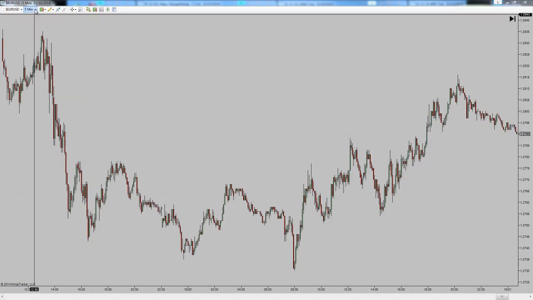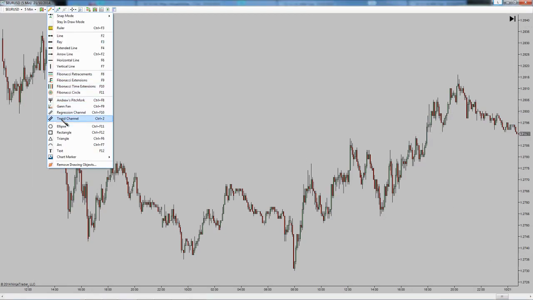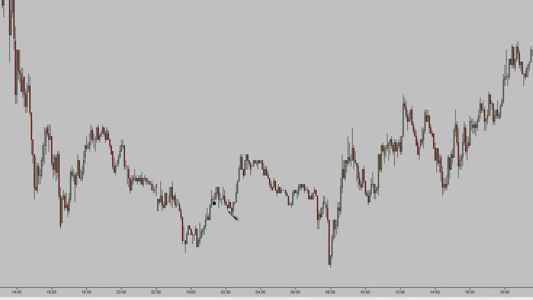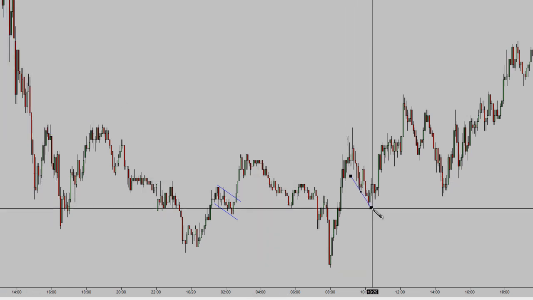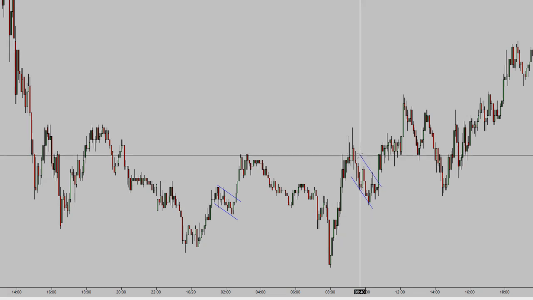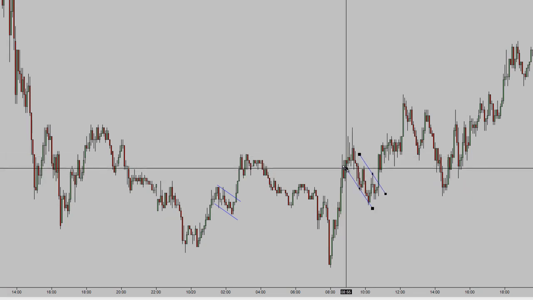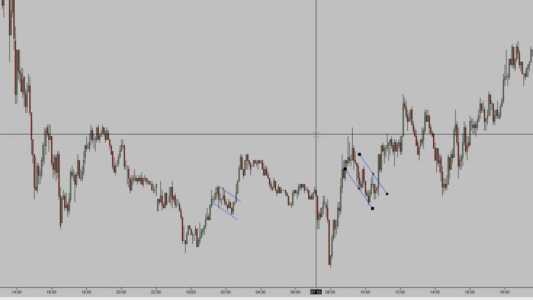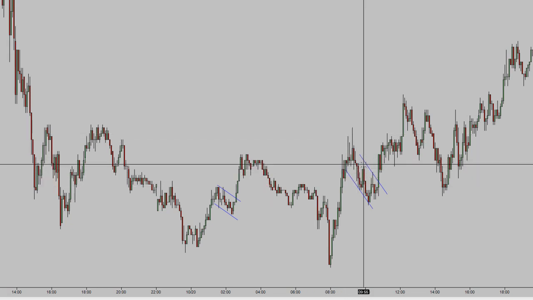Here's some examples of some bull channels. So I'm going to get the trend channel tool again, and there's one just over here where price moved between the upper and lower bound of the channel before breaking upwards. There's another one over here. So as you can see, they're not exact, but they do channel. So price moves up and down between the two boundaries of the channel before breaking upwards.